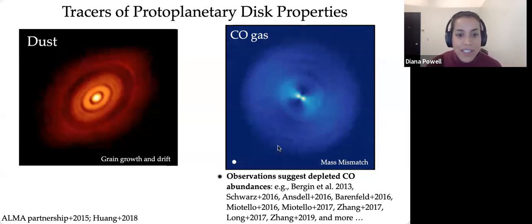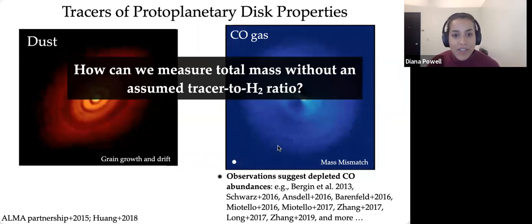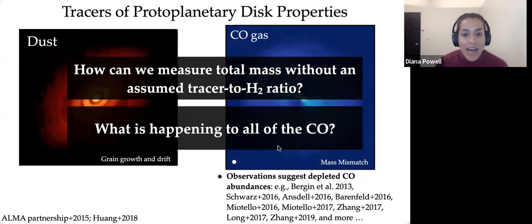So this begs the questions: how can we measure the total disk mass without an assumed tracer to H2 ratio? And also, what is happening to all of the CO? Really getting to the bottom of these questions is of the utmost importance for understanding disk physics and other disk properties, which will allow for an improved understanding of the initial conditions of planet formation.